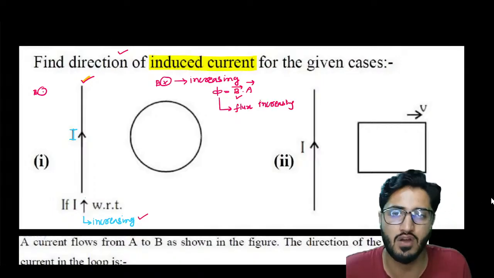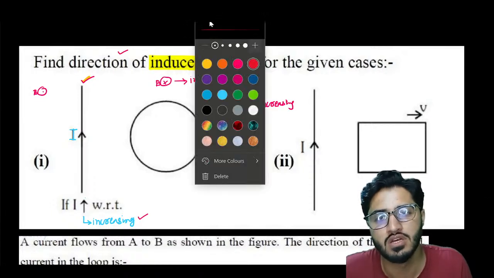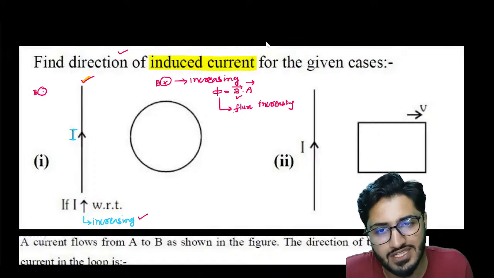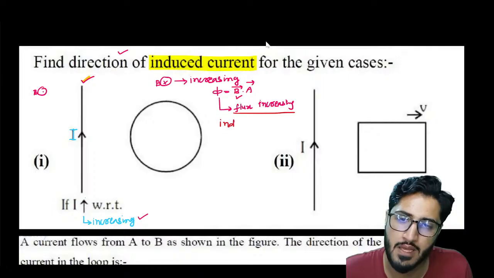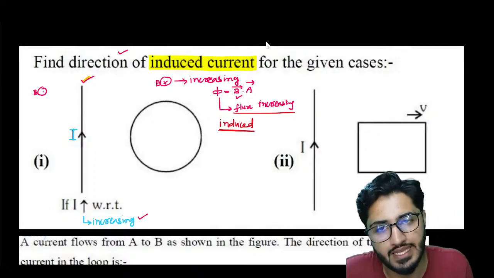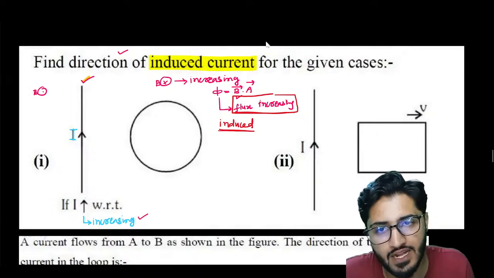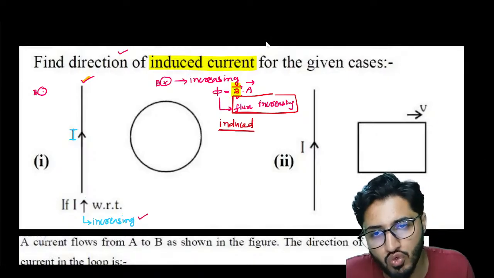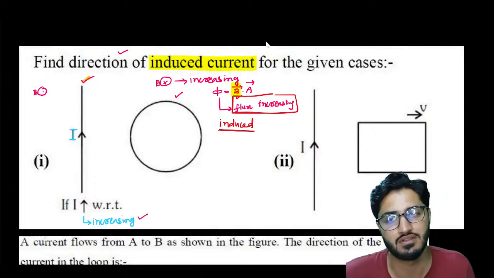Flux increasing. Now which law can we use? We can use Lenz's law. Lenz's law states that my induced current, or EMF, will oppose the cause. So here the cause is that the flux is increasing, or my magnetic field is increasing. So in this loop, current will flow in that direction which will oppose the flux increasing.